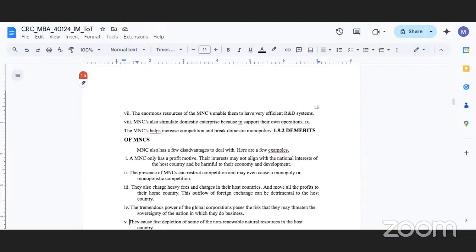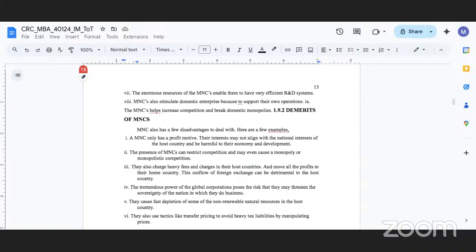Then MNCs also stimulate domestic enterprise to support their own operations. And they also help increase competition and break domestic monopolies. Unlike what most people used to earlier think, today competition is healthy because the more the competition, the better your product is. You are competing with some of the best globally. So for you to stand in the market, your product has to have that kind of quality and technology advancement.